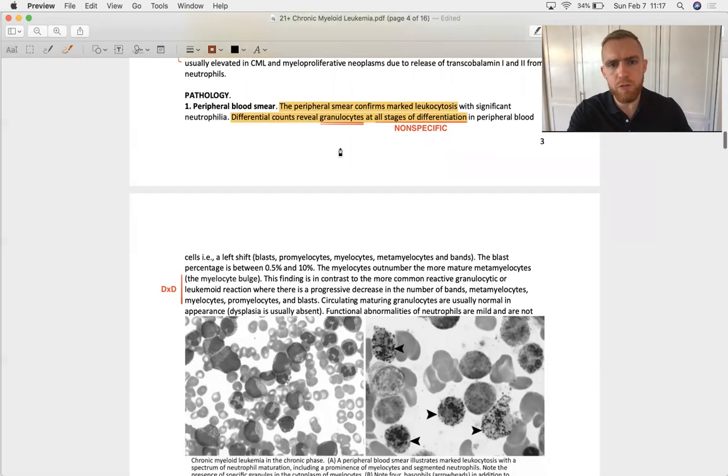You take a peripheral smear, you see granulocytes at all stages of differentiation. I think this is pretty important because, you know, unlike ALL, in which you see lymphoblasts, period, unlike maybe CML or CLL, where you see normal lymphocytes, there is not one particular cell that's indicative of CML. Instead, you see a whole bunch of just about every myeloid white cell in the blood.